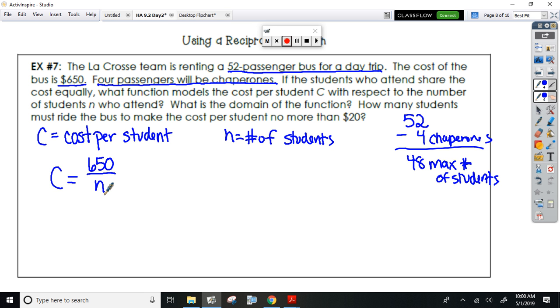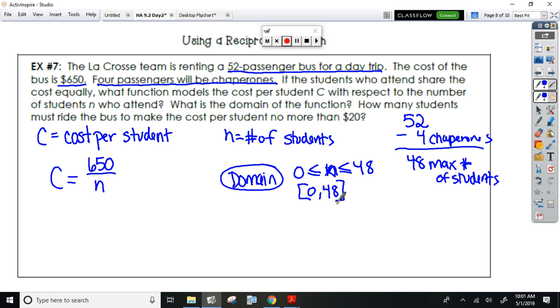What is the domain of the function? So we said the domain of this function, generally, since it's a word problem, is going to be a restricted domain based on the numbers and the situation. The max number of students is 48, so the domain would be from 0 to 48. So you can either say 0 is less than or equal to n is less than or equal to 48, because 0 students could go, 48 students could go. Or you could use interval notation, which would be bracket 0 to 48. Or you could use words and say any numbers between 0 and 48, including 0.